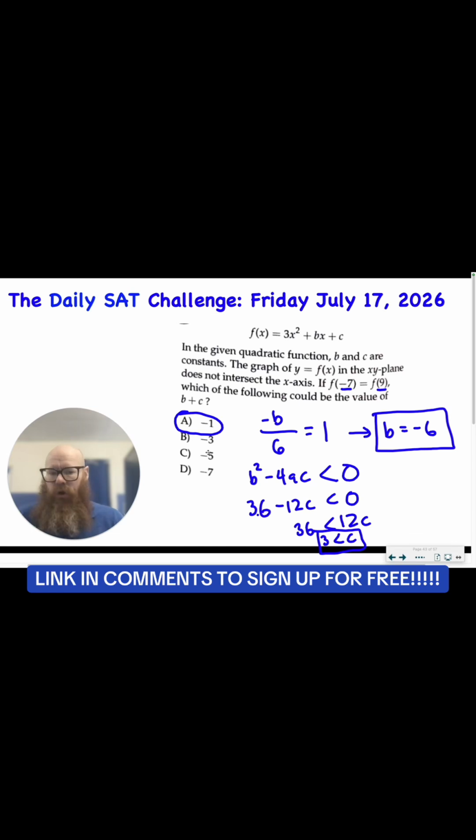Now, once you find that b is negative 6, you could graph this parabola and just mess with values of c. Again, there is a way. But still, these concepts are very, very important, regardless of whether you have access to Desmos or not.